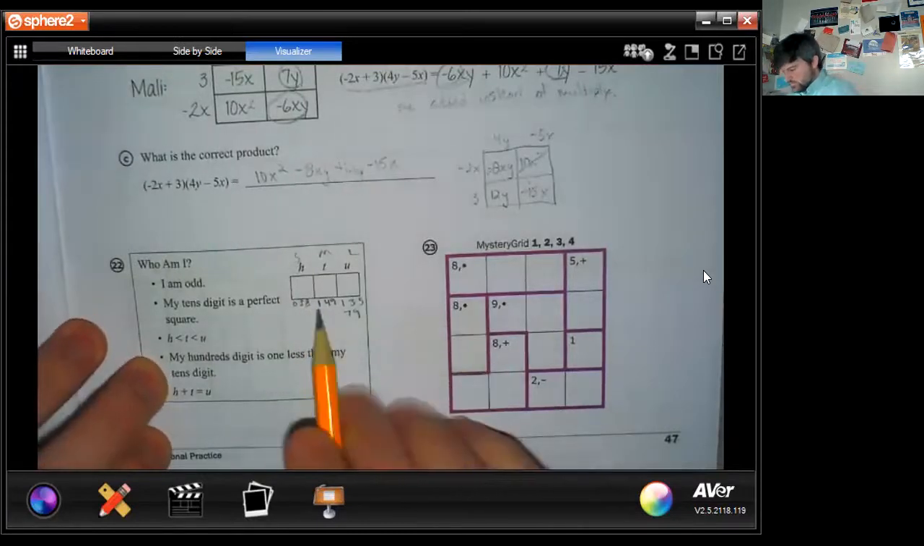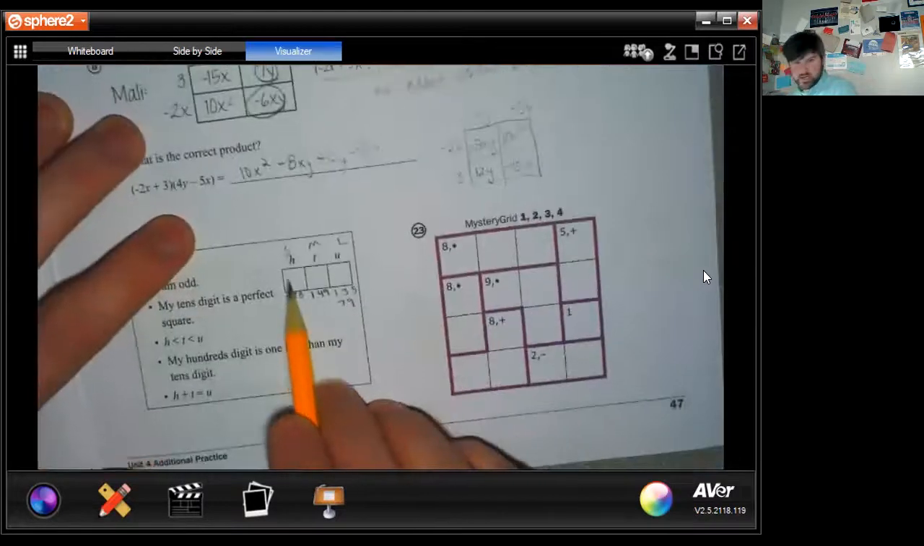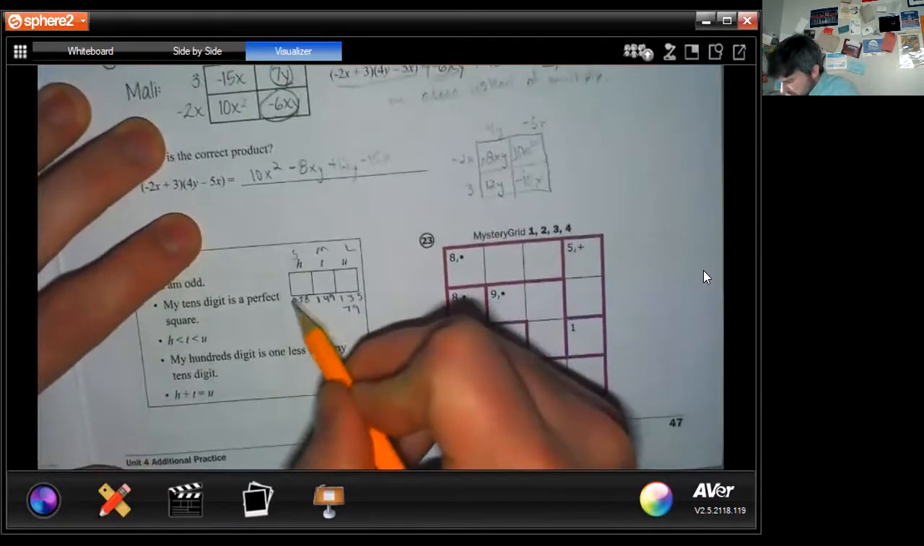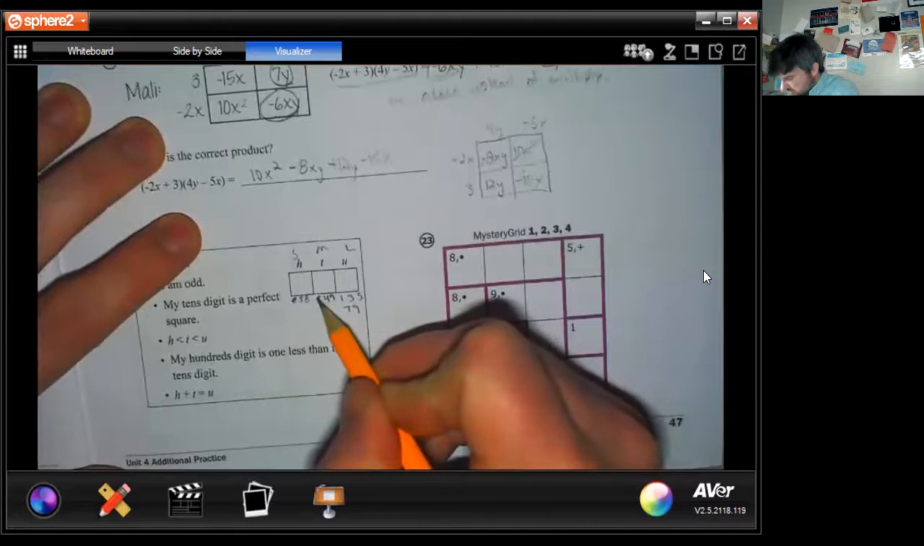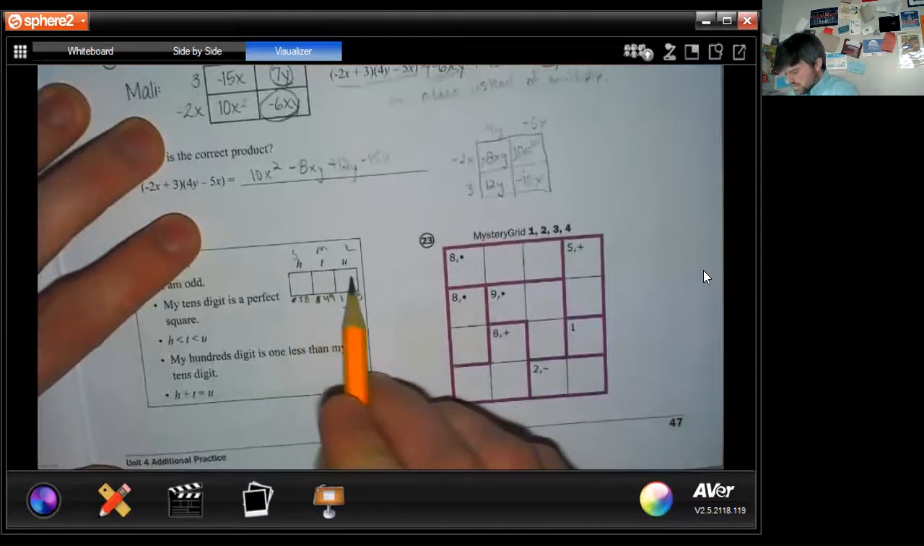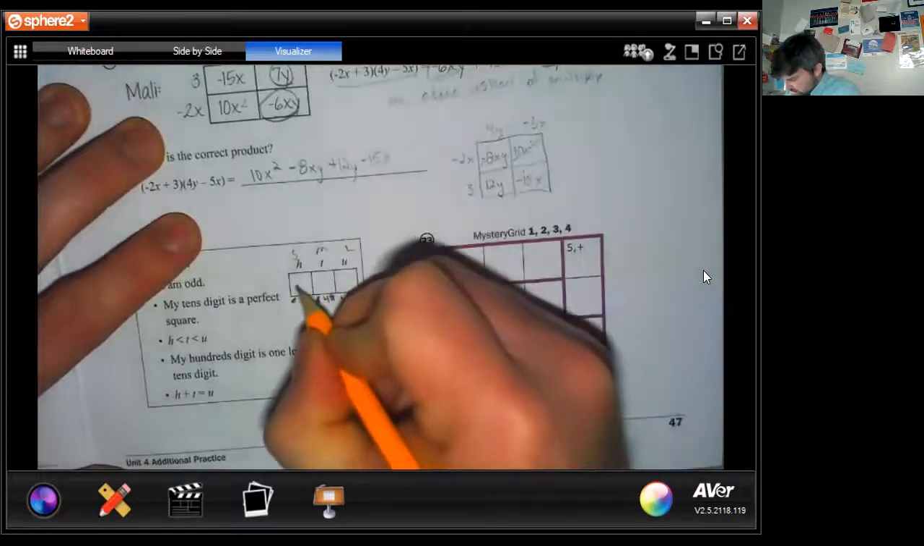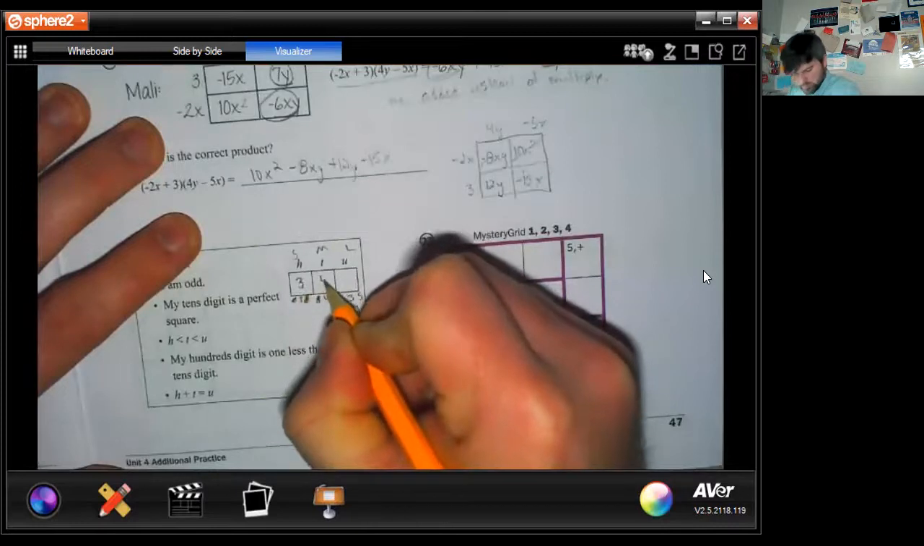Well, if this is 0, I wouldn't even need it. Okay, so this isn't 0, which means this isn't 1. If this is 8, this would have to be 8, 9, and then 10, but that can't happen. So this is 3, and this is 4.